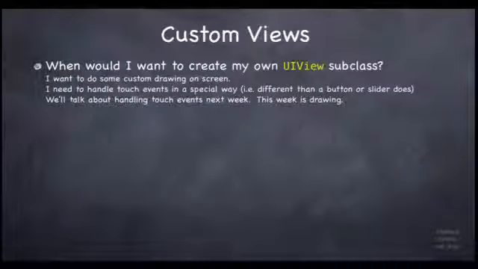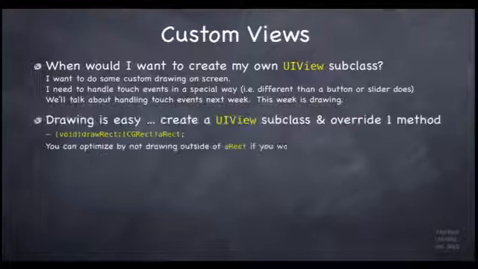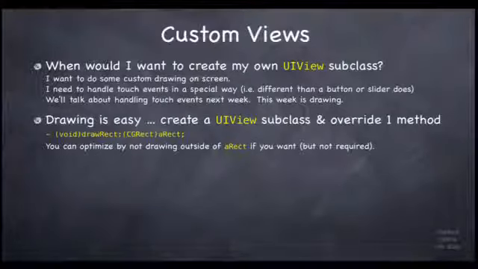All right, so when would I want to create my own view subclass? Obviously, I want to do some custom drawing, or I want to do some custom touch handling, like touch handling that's different than a button or a slider. It's, you know, pinching or something else, some special kind of view hierarchy. That's what views do. So I need a custom view if I'm doing custom drawing or event handling. We're going to talk about touch handling next week. So today I'm just going to talk about drawing. And drawing is quite easy. You just create a UIView subclass and you override this method drawRect. That's all you need to do.